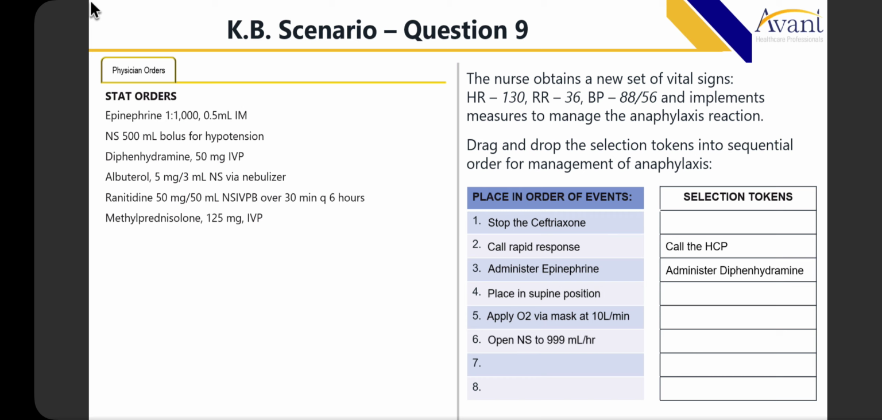Open normal saline. Again, when somebody goes into shock, the blood pressure is going to bottom out, so we lose our volume. It's going to be a priority to give fluids because we need to raise that blood pressure so we can, again, reperfuse these organs. Okay. So that would be another thing to do.